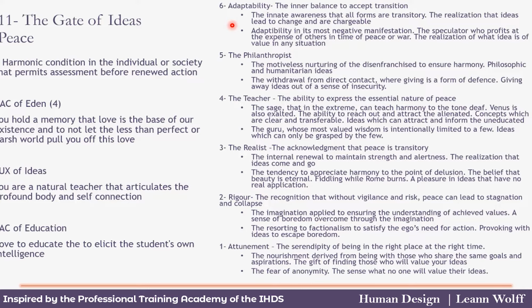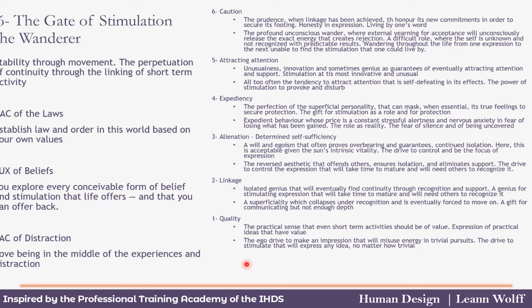So if we look at the foundational line of the 11, it's about attunement. So attuning to the quality of the idea, of the stimulation, of the curiosity. Attuning to the quality. And then in the 56, we have linkage. So this isolated genius that will eventually find continuity through recognition and support. A genius for stimulating expression that will take time to mature and will need others to recognize. We know this about the second line. We know that it has this natural ability. However, second lines don't just push themselves on people. They need to be recognized. So they need to be recognized as someone who can stimulate, okay?